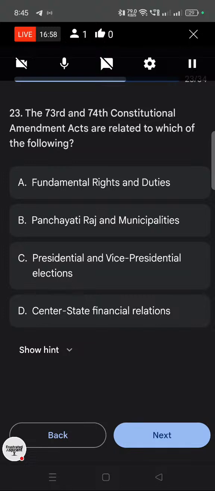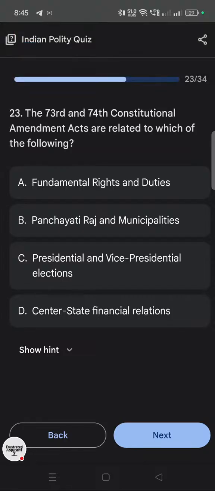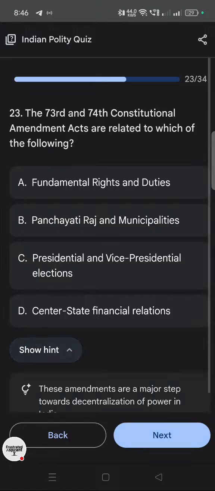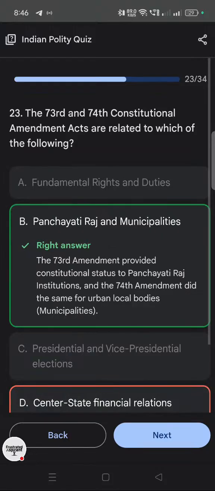The 73rd and 74th Constitutional Amendment Acts are related to which of the following: fundamental rights and duties, Panchayati Raj and municipalities, President and Vice President election, central-state finance? These amendments relate to decentralization. The 73rd Constitutional Amendment provides constitutional status to Panchayati Raj institutions and the 74th to municipalities.